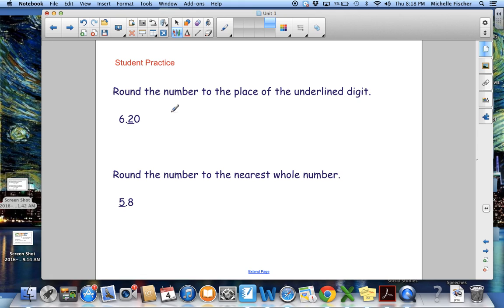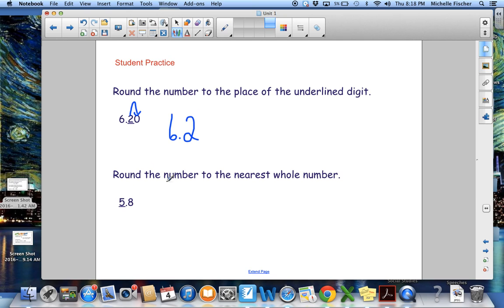Alright, I want you guys to go ahead and try this first one on your own. You're going to round the number to the place of the underlined digit, 6 and 20 hundredths. Alright, we should have taken a look at the 2, which is the underlined digit. We're going to look to the right of that, which is a 0. We know it's less than 5. Our final answer is going to be right here, 6 and 2/10.